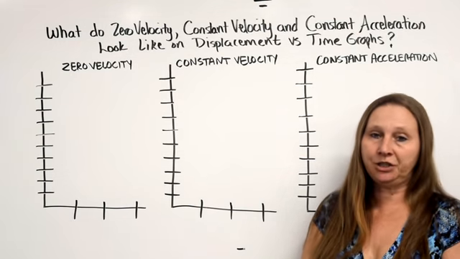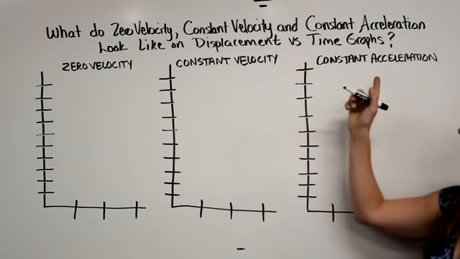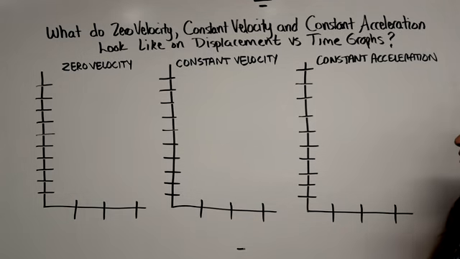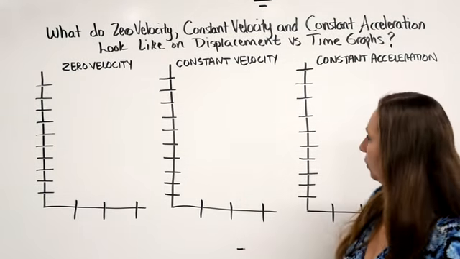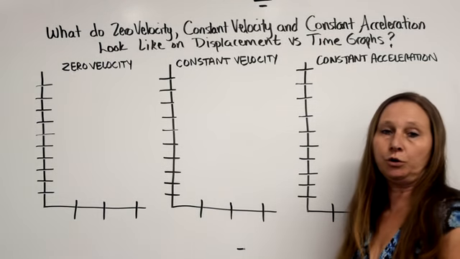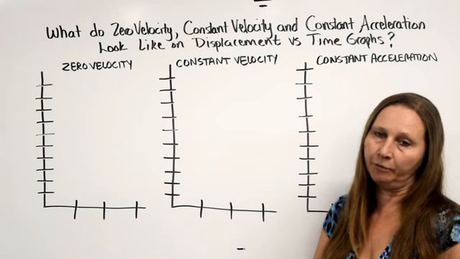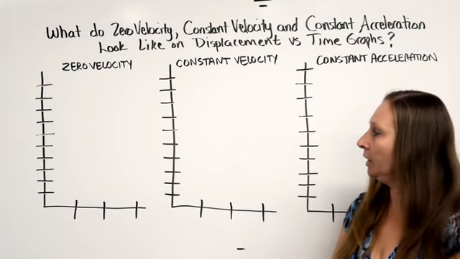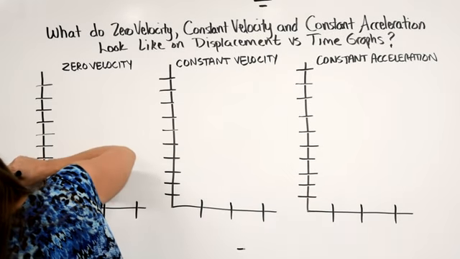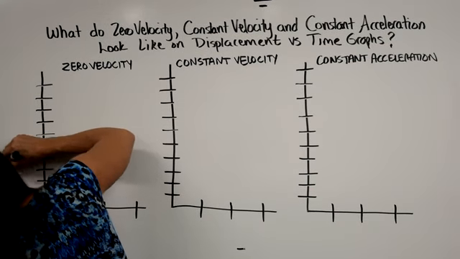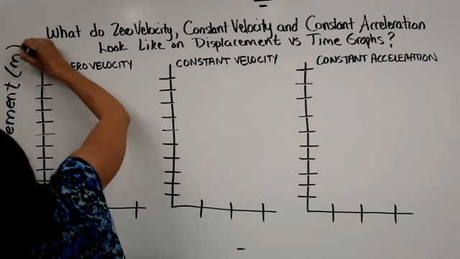Now, let's see what 0 velocity, constant velocity, and constant acceleration look like on displacement versus time graphs. Now you could also call this, for right now, you could call it a distance versus time graph. You could also call it a position versus time graph. At this point, it doesn't really matter. Now, the y-axis in each case is going to be displacement. So let's label that over here, displacement. And the unit for displacement is going to be the meter.